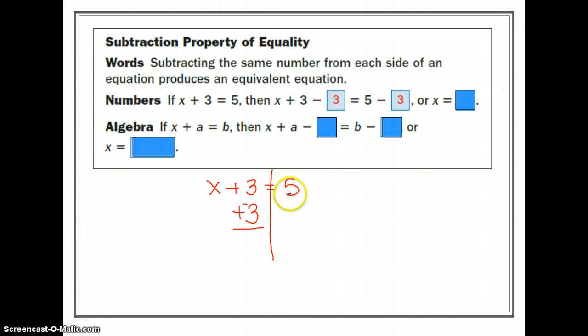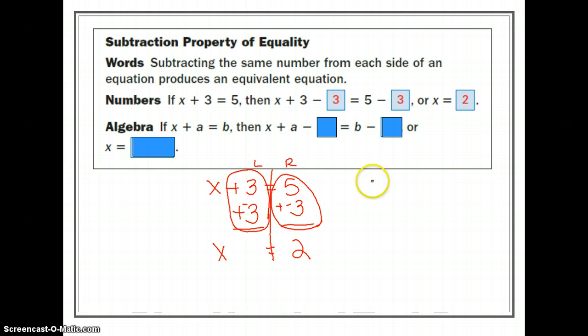Okay, remember there's two sides, left and right side. And because I added a negative 3 to the left side, I also have to add a negative 3 to the right side. And what is 5 plus negative 3? Different signs, we subtract, you end up with 2. 5 is larger, so we leave it positive. Bring down the variable x, and you can see x equals 2.